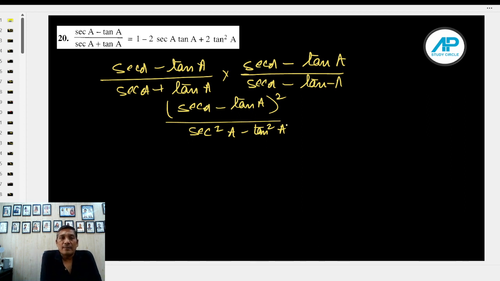So you're multiplying it by sec a minus tan a upon sec a minus tan a. My purpose is to make an identity in the denominator, because I have to remove the denominator, so I multiplied there by sec a minus tan a. It gives me sec square a minus tan square a, and on top came sec a minus tan a whole square.